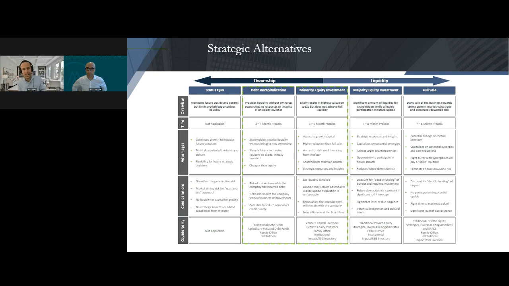But the left is status quo. And it's exactly what you would expect. Status quo is really all about maintaining what you are doing today, continuing to do what you are doing today without any additional capital, without any outside help, and without any investment. There are some times within your business and sometimes within the broader market where this may make the most sense.